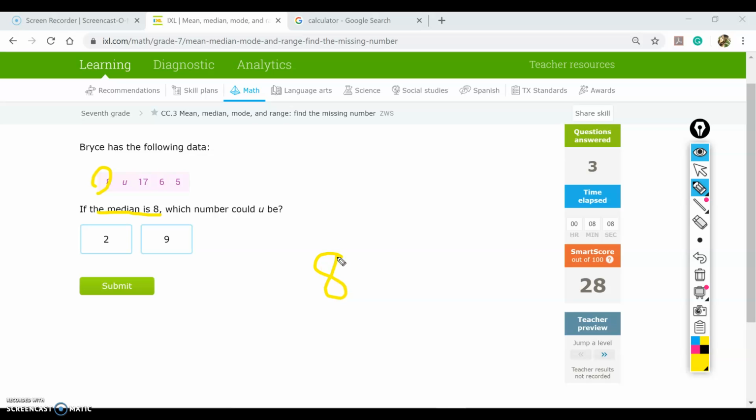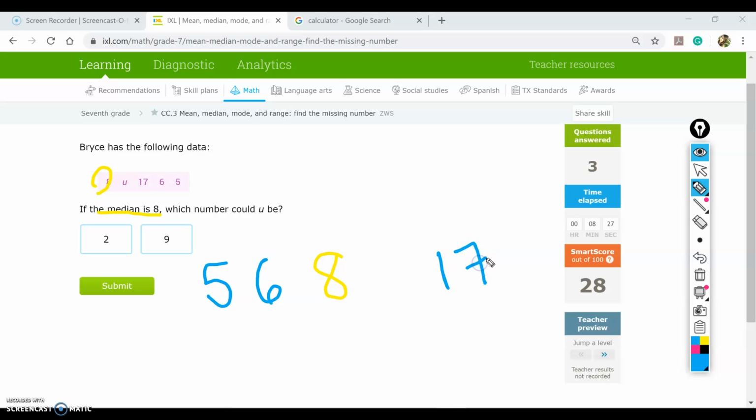Now I'm going to put the other numbers on the side. I know I have only 5 numbers, so I would have 2 on each side. That means that on the first side, I would put numbers that are smaller than 8, which in this case are 5 and 6. And on the other side, I would put 2 numbers that are greater than 8, which in this case is 17.